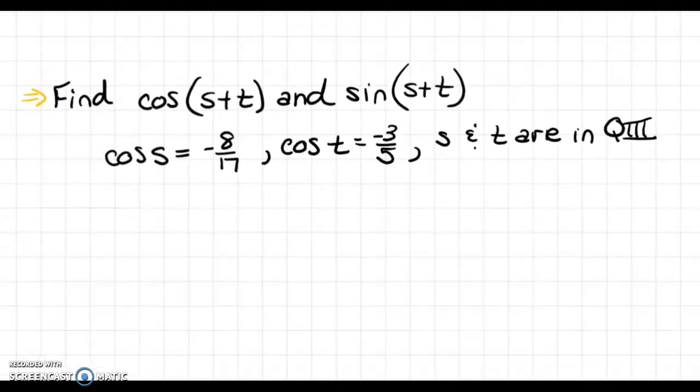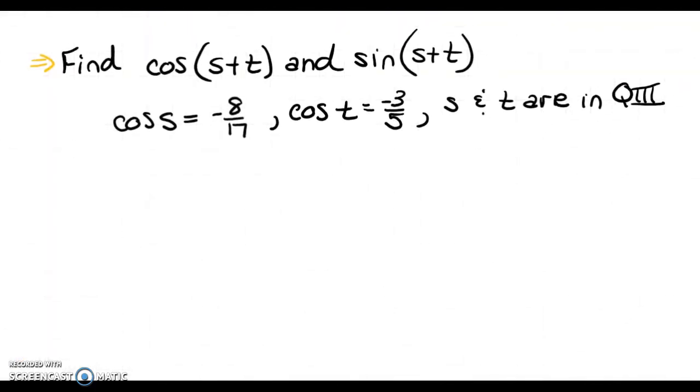All right, so I'm not sure we're going to have enough time to do all of these. I might have to start up another video, but let's get started on this. It says find the cosine of s plus t and the sine of s plus t. And this is the information that we're given. We're given that the cosine of s is -8 over 17, and the cosine of t is -3 over 5. And s and t, the angles s and t, are both in quadrant 3.